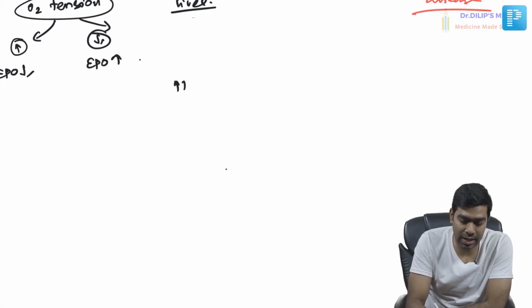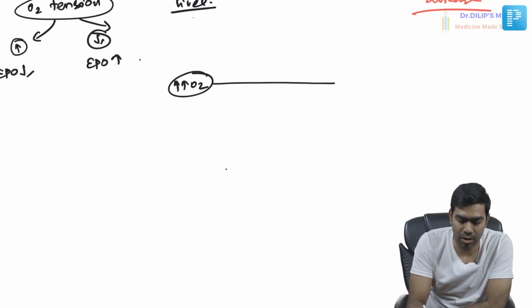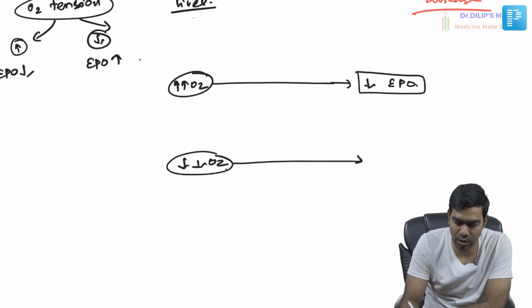Whenever you have a high oxygen tension, let us see that. There are two things that are very important: an enzyme called PHD, and something called the von Hippel-Lindau protein. All these, how they interact with erythropoietin. Whenever you have increased oxygen tension, what is going to happen? You know very well that you are going to have reduced erythropoietin. Whenever you have reduced oxygen tension, you know very well you are going to have increased erythropoietin.